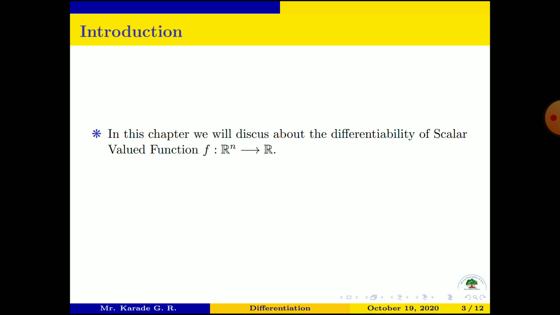So in the introduction, in this chapter we will discuss the differentiability of a scalar valued function f from Rn to R. We know that a function from Rn to R is known as a scalar valued function. Rn means Euclidean n space.